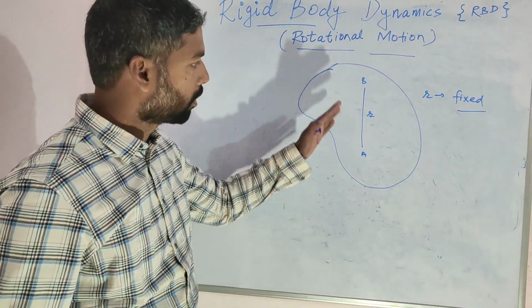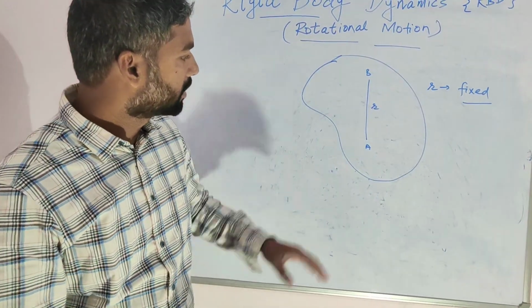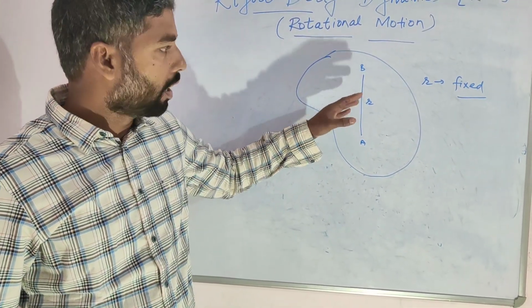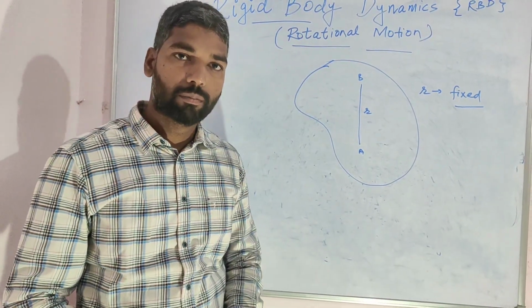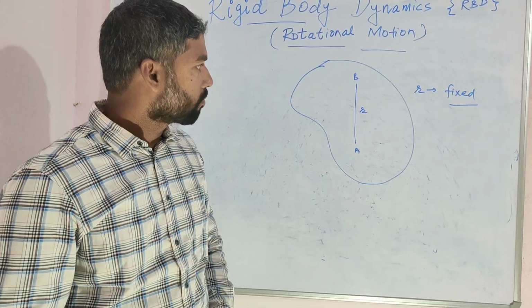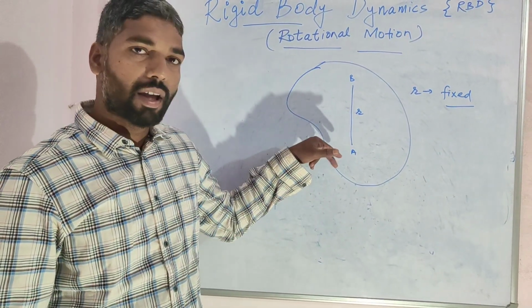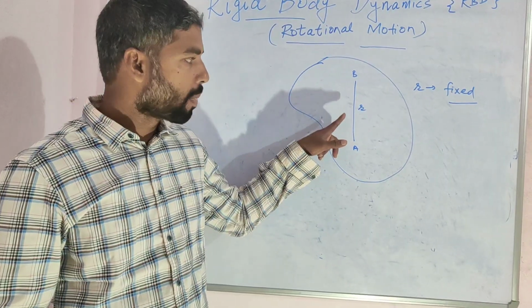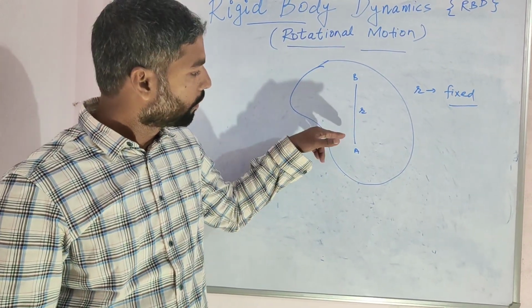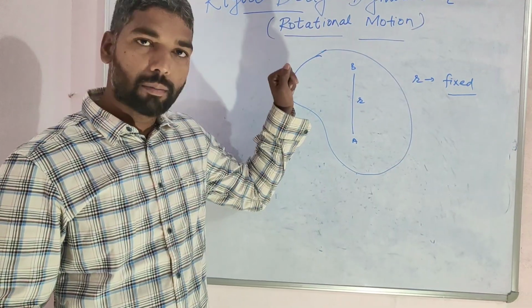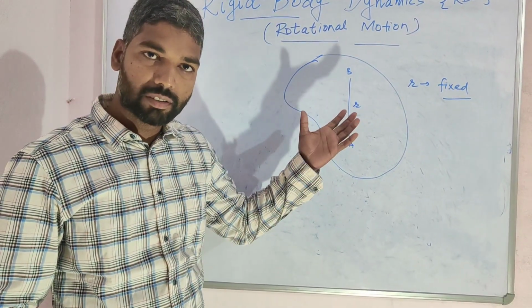What is so special about this definition? If we are saying that the distance between them is fixed and this body is performing a motion, then can this particle have velocity with respect to A? Can it have, or when observed from A, will this particle B always be at rest?